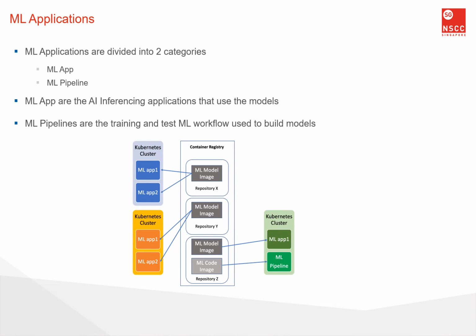So for machine learning applications, we have basically two types. One is the application that makes inferences or predictions using the model and new data. And the second one is the training pipeline, the machine learning pipeline that's used for training and also testing and evaluating the machine learning workflow. This is used to build a model. Okay? So the pipeline is used to build the model. The app is what uses the model to make predictions.